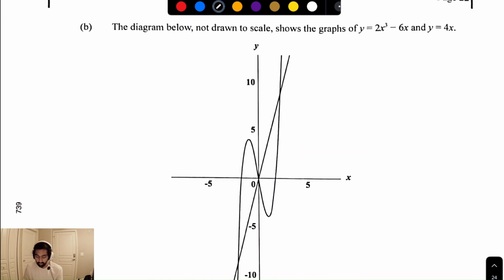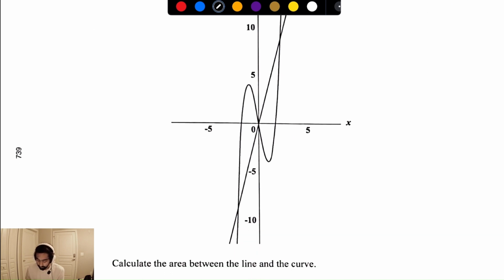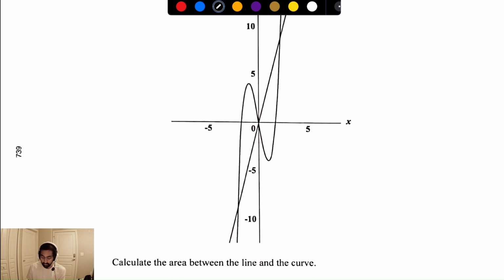Next question now. Diagram below, not drawn to scale, shows the graphs of y is equal to 2x cubed minus 6x and y is equal to 4x. Calculate the area between the line and the curve.